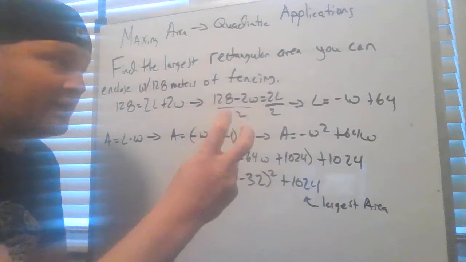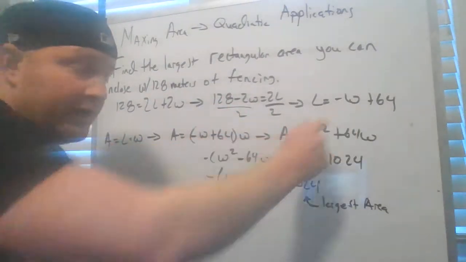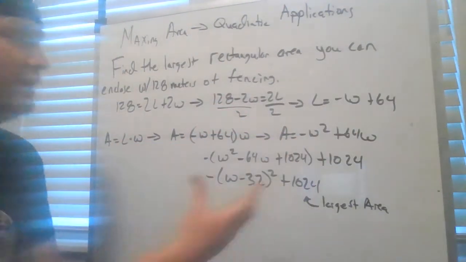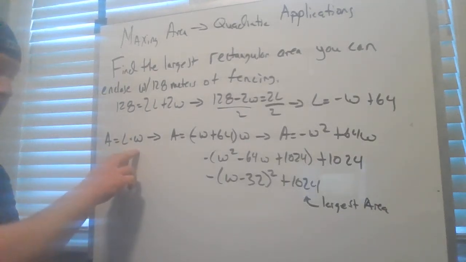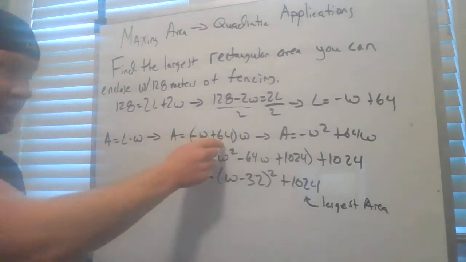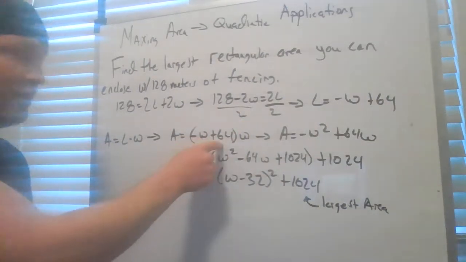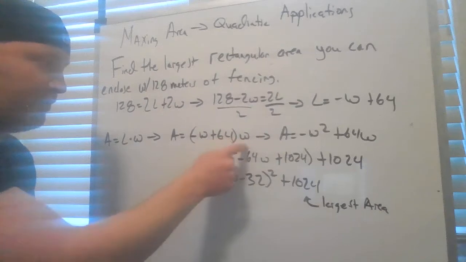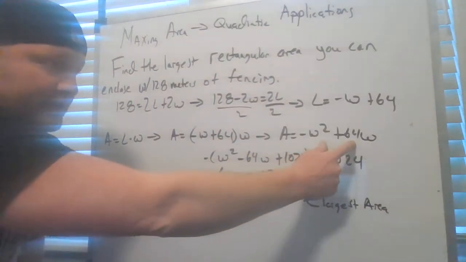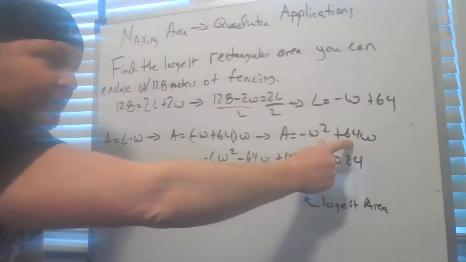My length dimension is represented by the equation negative W plus 64. I also know the area formula is length times width. So I now know my length in terms of W is negative W plus 64. So there's my length times my width. And when I do distributive property, I'm left with this as my formula for my area.